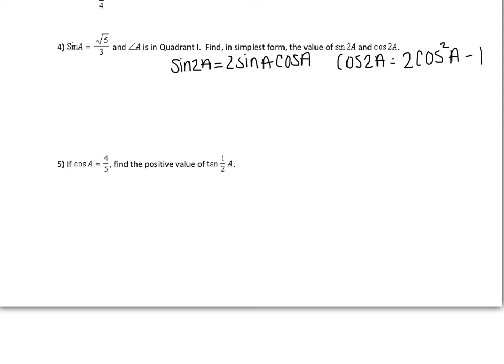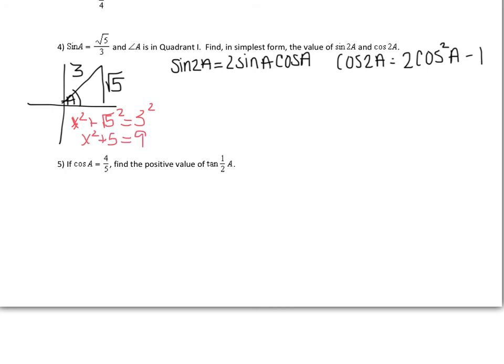Okay, so let's go back to the given. The given tells me that A is an angle in quadrant 1, and that sine of A is opposite, radical 5, over hypotenuse, which is 3. So let's do the Pythagorean theorem to find the missing side. What would it be? X squared plus radical 5 squared equals 3 squared. So x squared plus 5 equals 9. We subtract the 5, take the square root, and you should be getting 2.